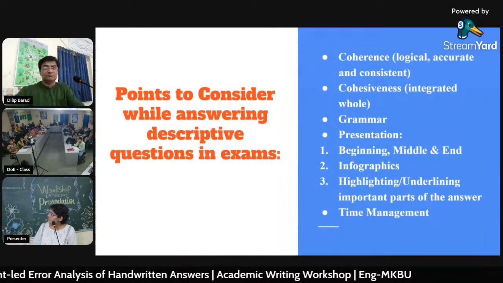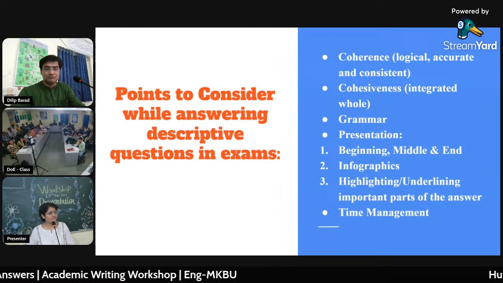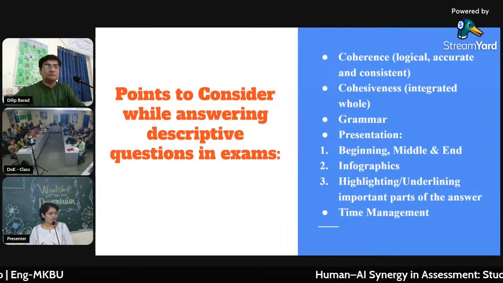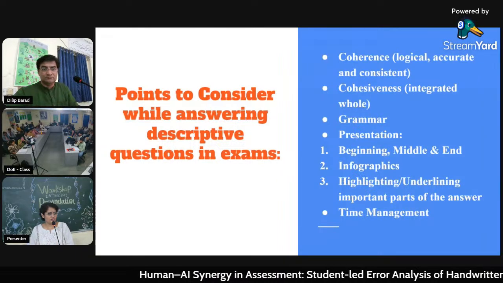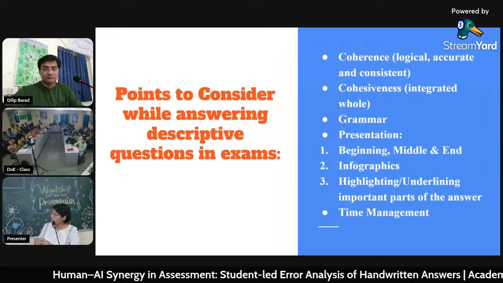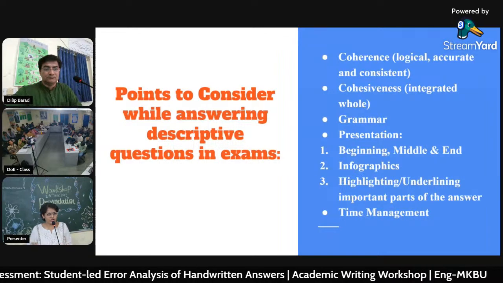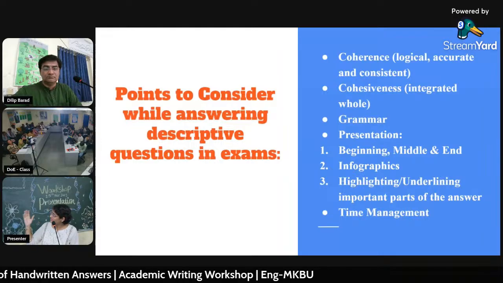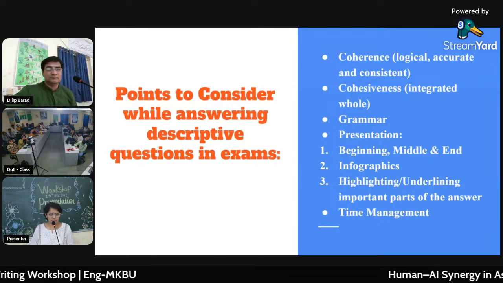Next slide, please. So then, considering all these, right, the mistakes as well as the good aspects of your answers, these are some suggestions which we have shared with your seniors as well, and we are sharing it with you also. So in order to prepare a good answer for your university exam, and particularly for descriptive answers, these are the aspects which you can consider. The list begins with two important points. One is coherence, and the second is cohesiveness.